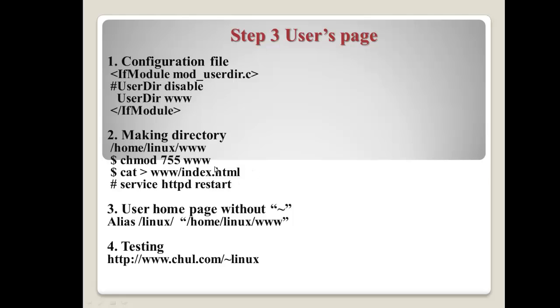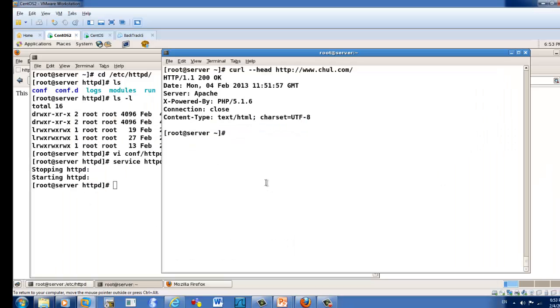And for the testing, you can create an index.html file. And after that, httpd restart. And for the testing, normally you can use like this, www.chul.com/~linux. But if we don't want to use the tilde to see the user's website, in this case, you can use an alias like this. So if you use it like this, you can access the web server using the browser www.chul.com/linux without tilde. Okay, then go back.